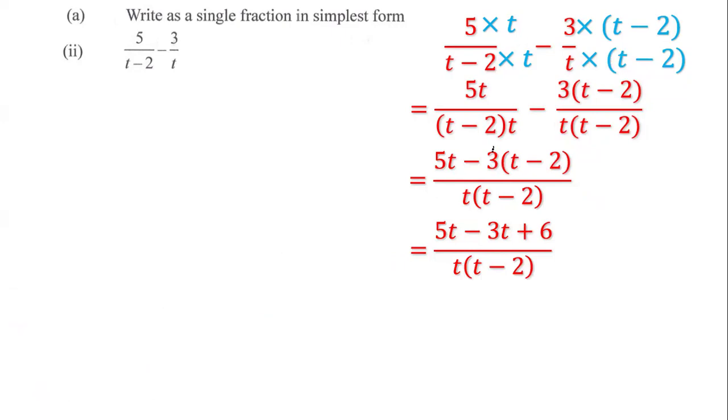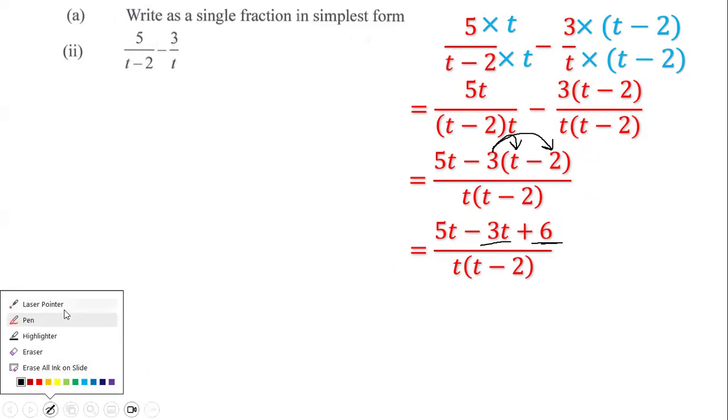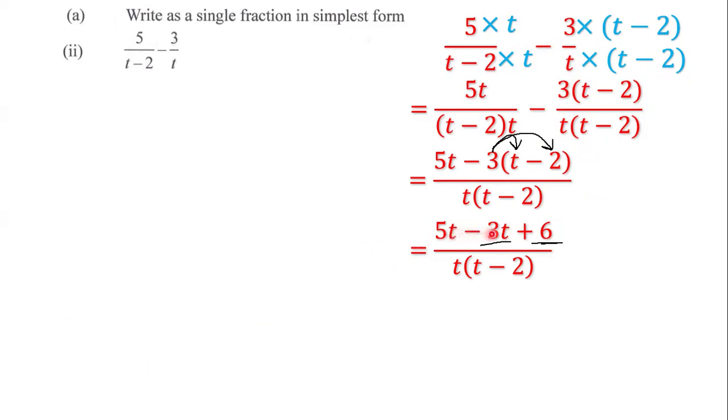So we multiply negative 3 by t, and that gives us negative 3t. Then we multiply negative 3 by negative 2, and negative 3 multiplied by negative 2 is positive 6. And so what we have here is 5t minus 3t plus 6 all over t multiplied by t minus 2. Next, we subtract. We say 5t minus 3t, and that gives us 2t. So we have 2t plus 6 all over t multiplied by t minus 2.